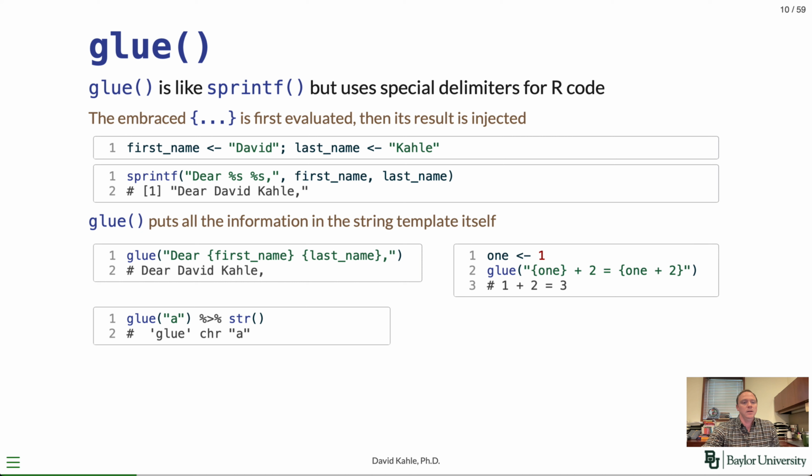Now there are a few other perks that you get from glue that I should mention, but they're really not that big. One is that the output of glue is actually a character vector, but it's a special S3 class character vector called glue. So it is of class glue first and then character. The character is going to mean that the output of glue is just like the output from sprintf.